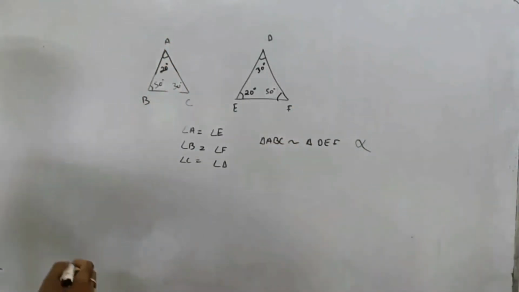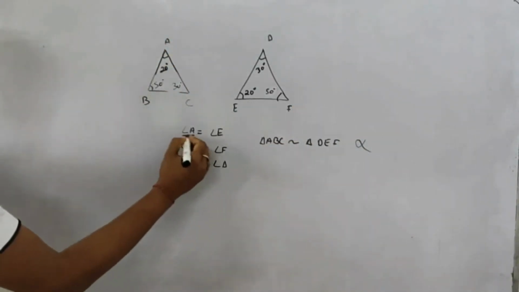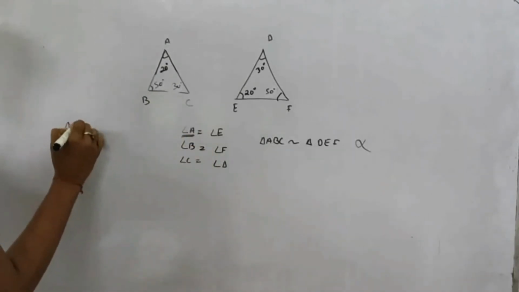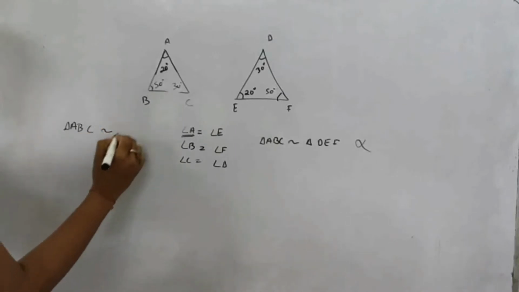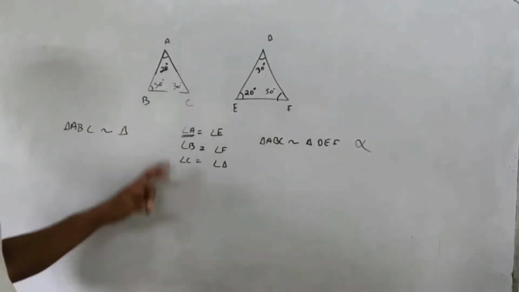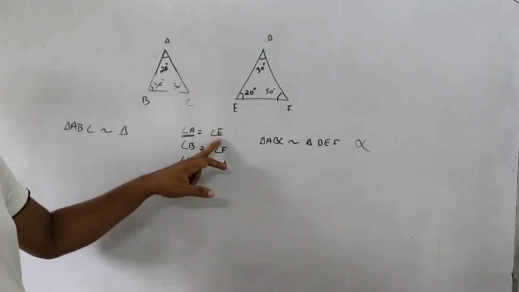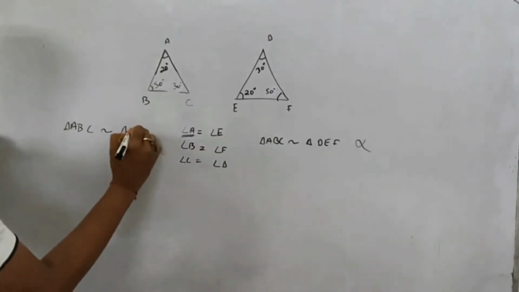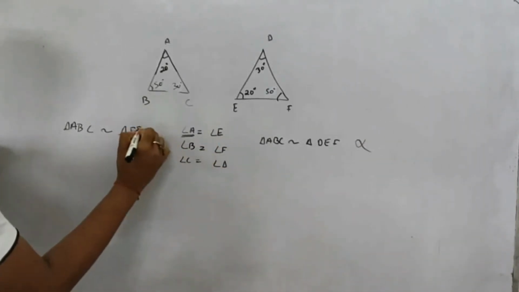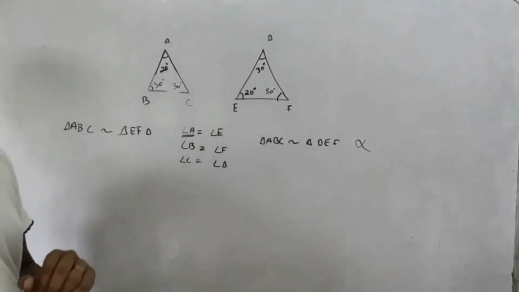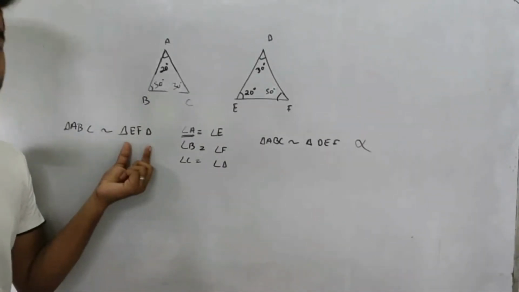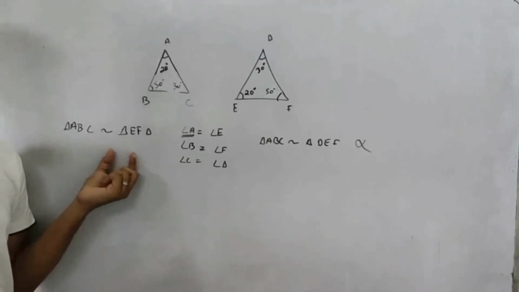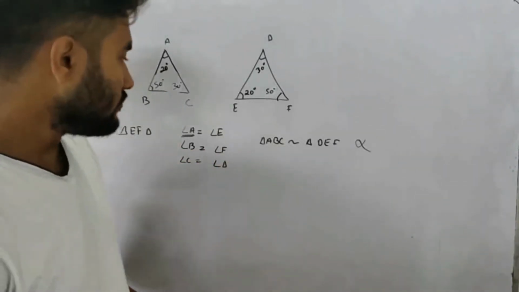So how do you have to write? A you have written at first, okay? So triangle A, B you have written at second, C you have written at last. So triangle ABC will be similar to, with A, which angle is equal? Angle E is equal. So E will come at first, F will come at second, and D will go at last. So triangle ABC is similar to what? Triangle EFD. This is the correct way of writing. This way you cannot write.